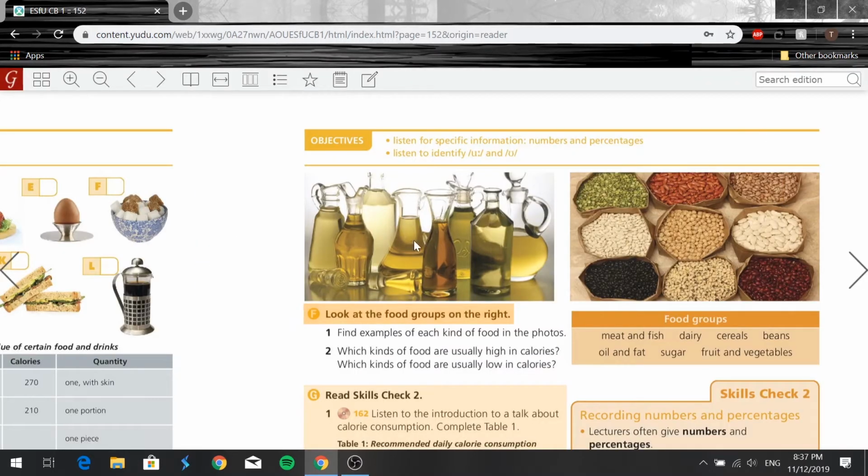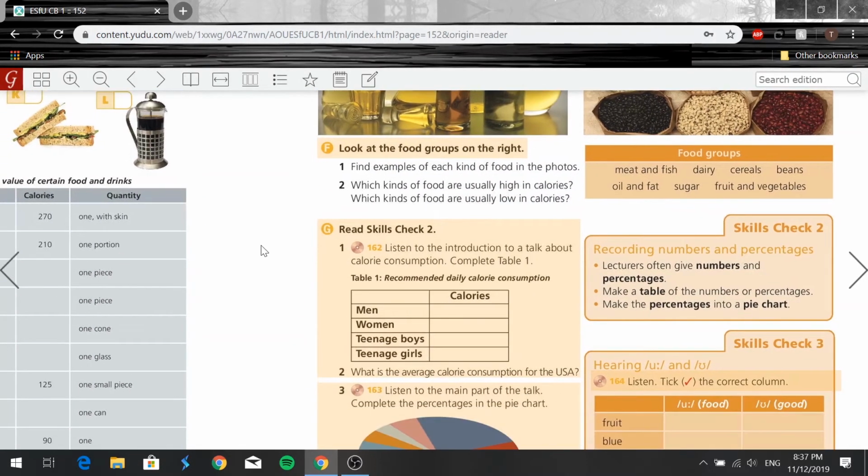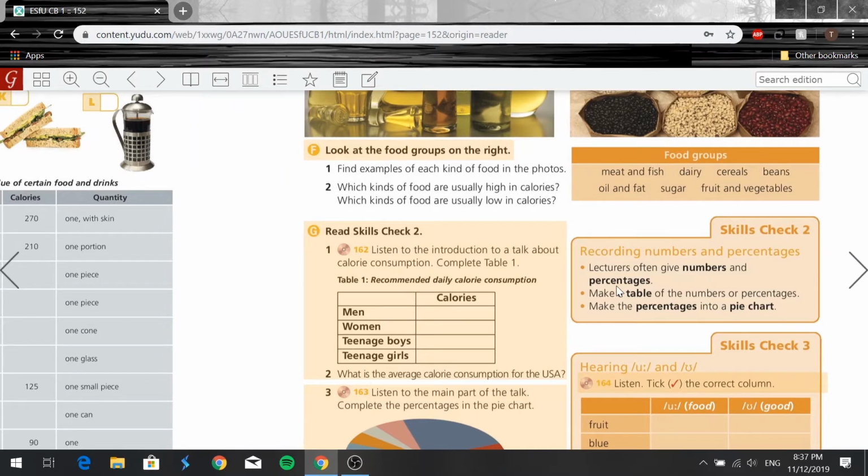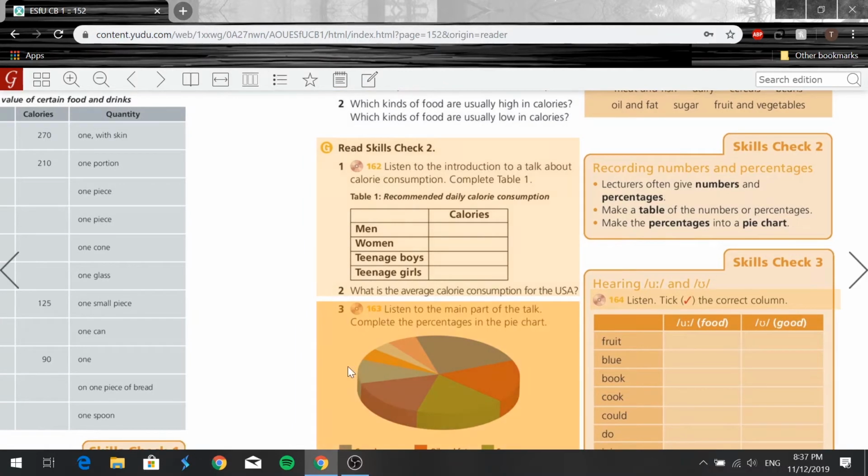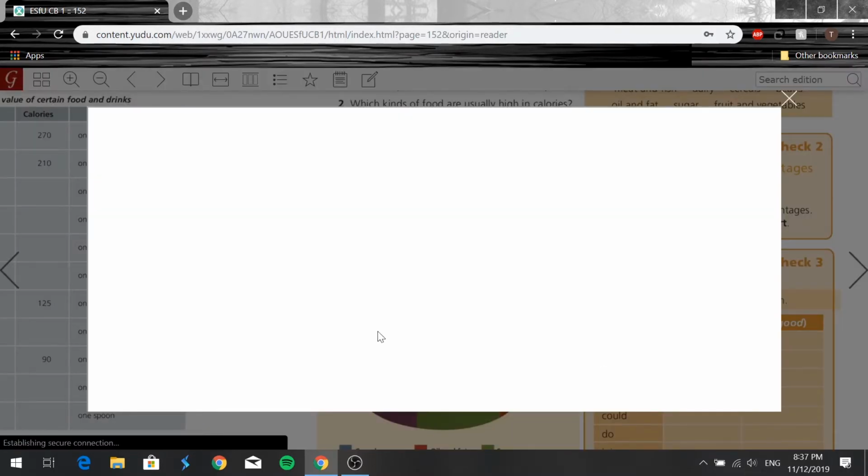Okay, let's move on. Here we have exercise G, Read Skills Check 2. Here we have recording numbers and percentages. Lecturers often give numbers and percentages. I'm pretty sure you guys have heard by now that when you're listening to a lecturer, he's often going to give numbers and percentages. So how can I write this down so I don't forget it later? Well, I could make a table like the one that we have here for the different numbers or percentages, or I could make a pie chart, but this will require previous notes because I can't make a pie chart in class. So let's go to exercise G first.